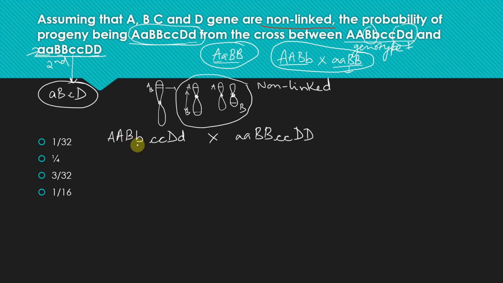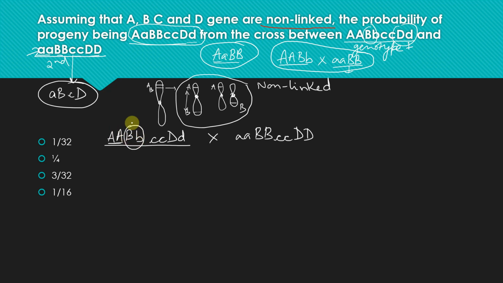In order to find the number of gametes, the first thing you need to look at in the genotype is the number of heterozygous alleles. In this case you can see this is homozygous because capital A is present. Capital B is a heterozygous condition.